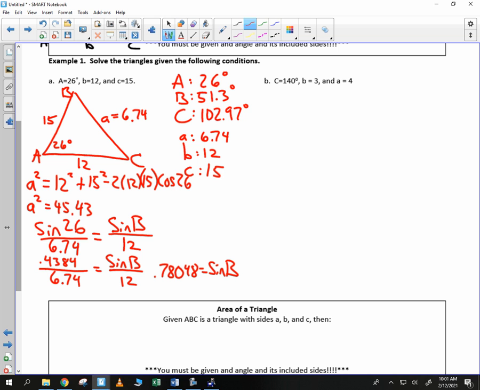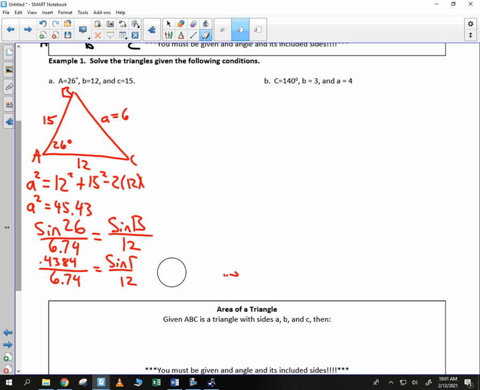Okay, let's do one more. We're not going to do the area of the triangle. Do that in other years where we have more time.